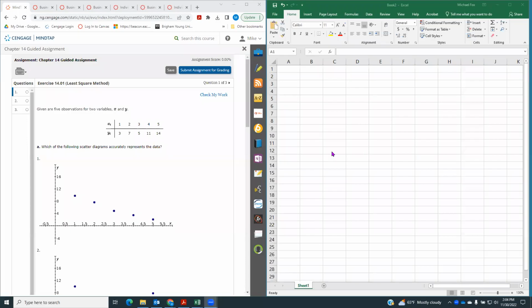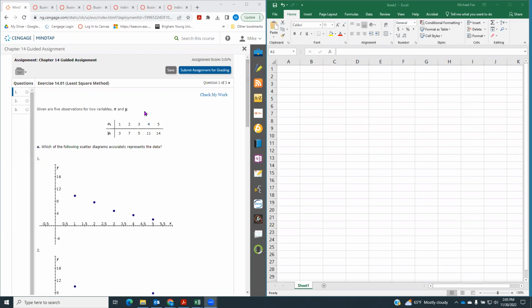Hey everybody, welcome to the guided assignment for chapter 14. There's only 3 questions, but it will take a little while because some of these things are a little complicated. But what I'm going to do is try to show you both the way to work some of these out by hand. I mean, we're still going to use Excel, but we're not going to use Excel functions, but then also show you how to use Excel functions or Excel tools to go ahead and work out some of these.